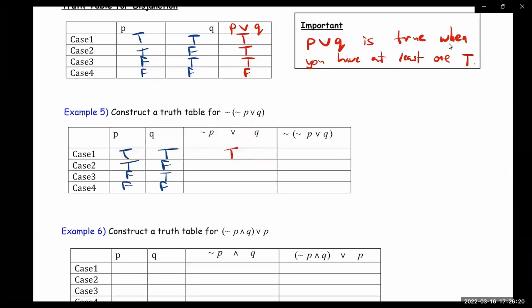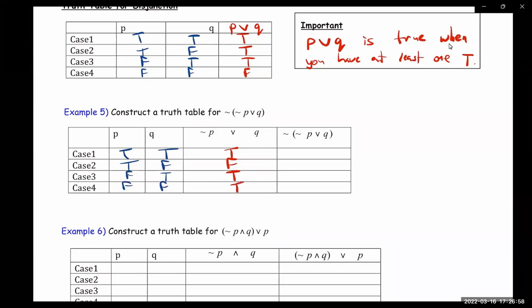All right, the next one: negate the first one, but keep the second one the same. So false or false? False. The next one, we're only negating the first one, so that would be true or true, which is true. And then the last one, if you negate the first one you get true, true or false is true because you have at least one true.